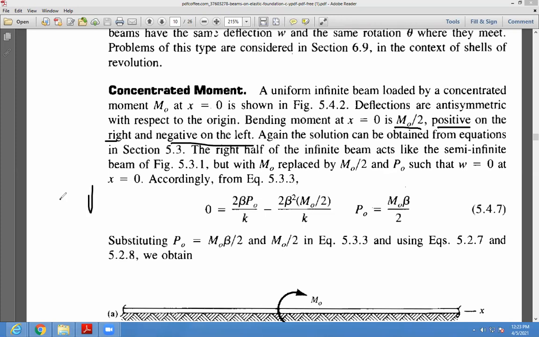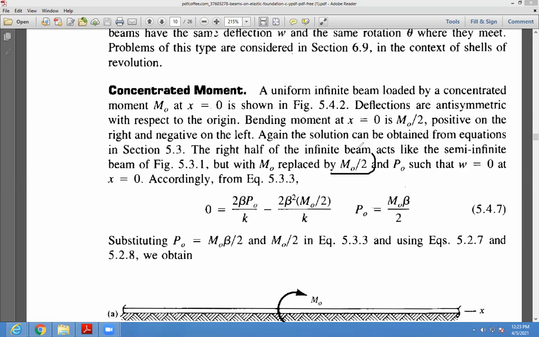As the origin, we have considered the infinite beam, so the right side and left side portions. Positive moment on the right side and negative on the left side. The solution can be obtained from the equation which we have discussed. The right half of the infinite beam acts like a semi-infinite beam, as shown in the previous case. But now M naught, we have considered 50% on the right side, 50% on the left side.